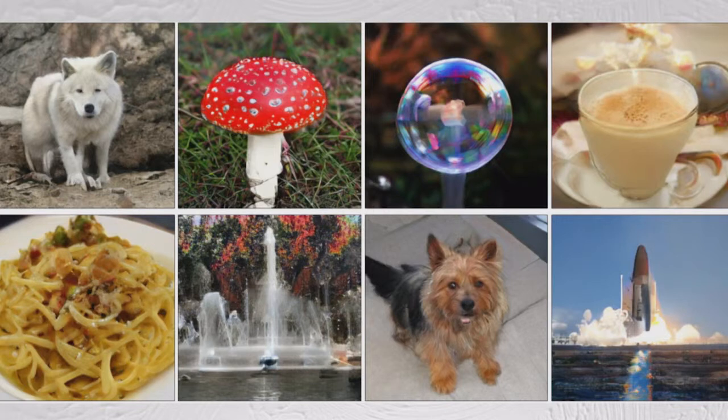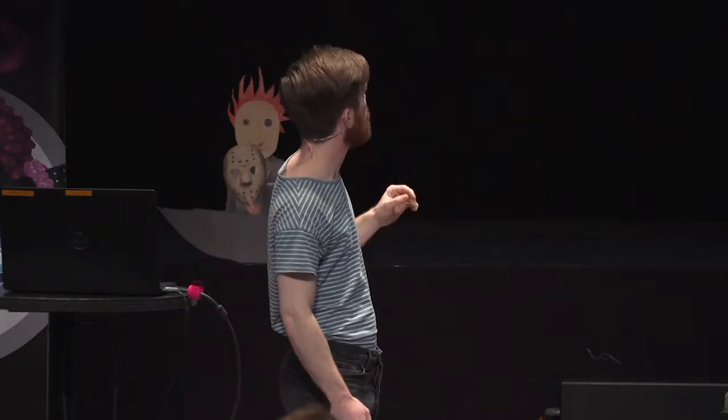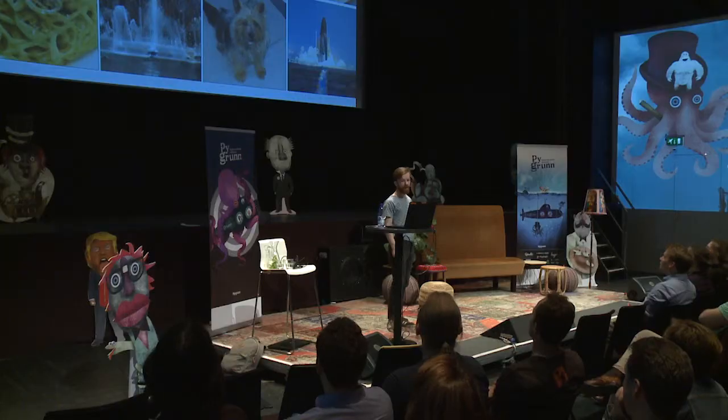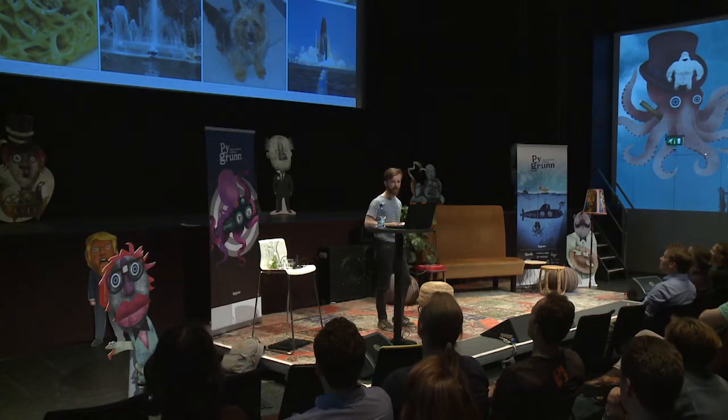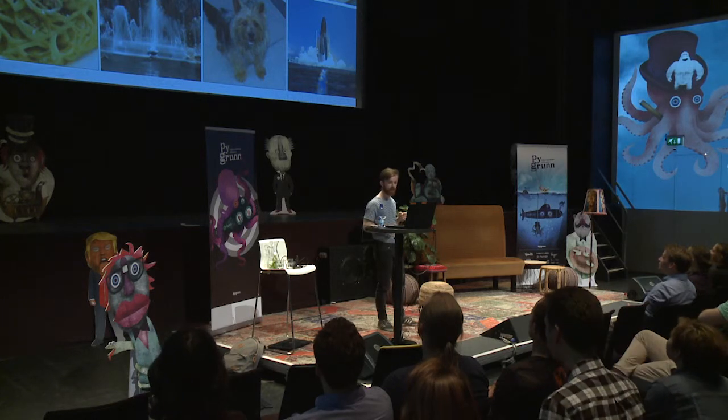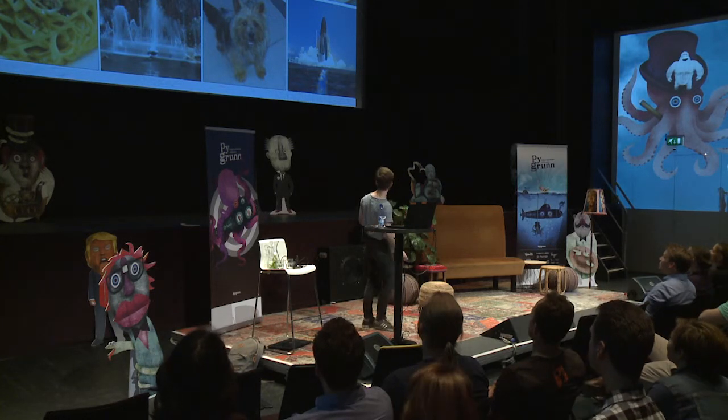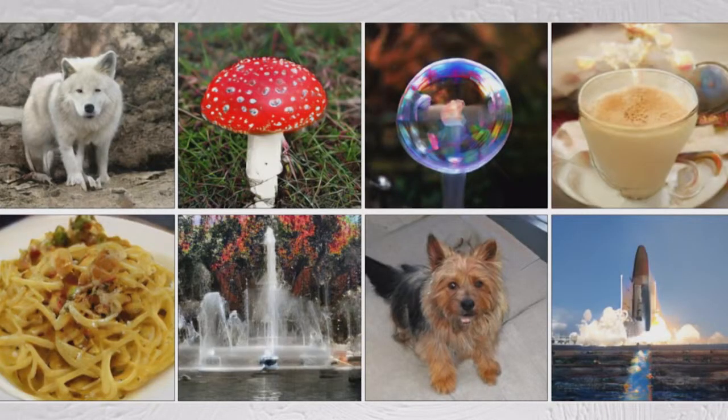And BigGAN is trained on the ImageNet dataset, which is a dataset with a lot of images in a lot of different classes of, well, wolves, and they have like 50 types of dogs, I don't know. And what they did was they trained a network on this data set, and now they can generate very high resolution and high quality fake images.